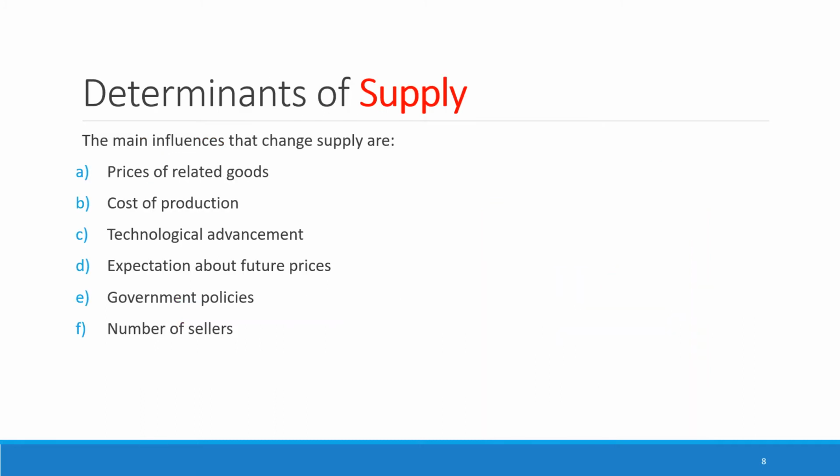Among the factors that explain shift of the supply curve are prices of related goods, cost of production, technological advancement, expectation about future prices, government policies, and number of sellers.